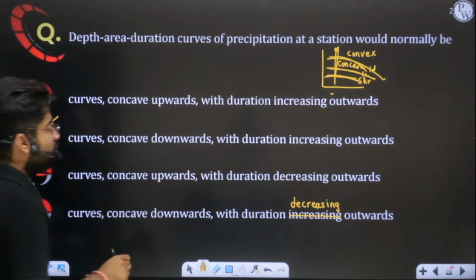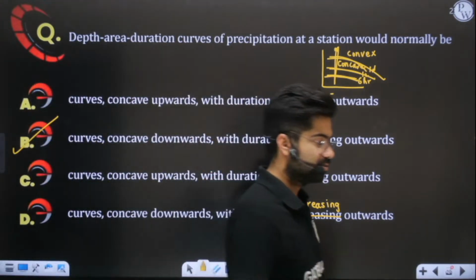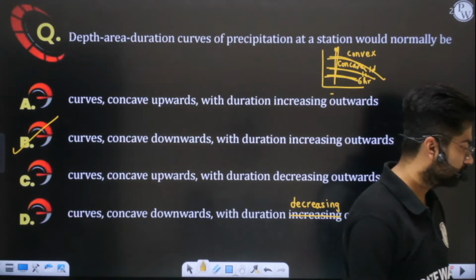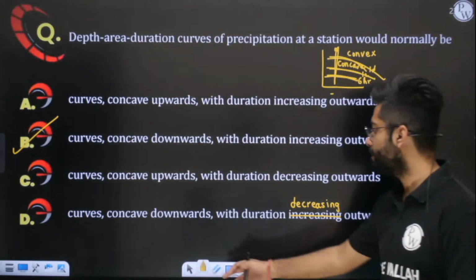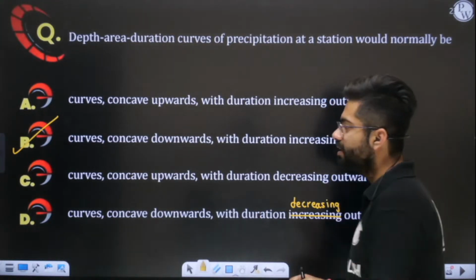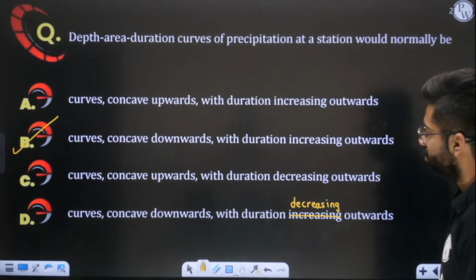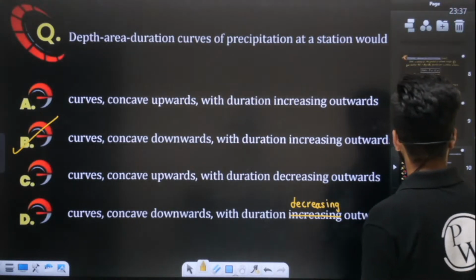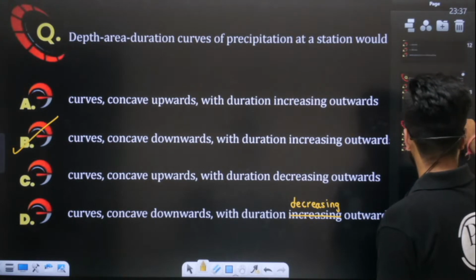So concave downwards, duration increasing outwards. Is this clear, Sushil? Tell me, I hope you remember this DAD curve. Just see the DAD curve which I have drawn in the class itself. Okay, see the DAD curve which I have shown you.